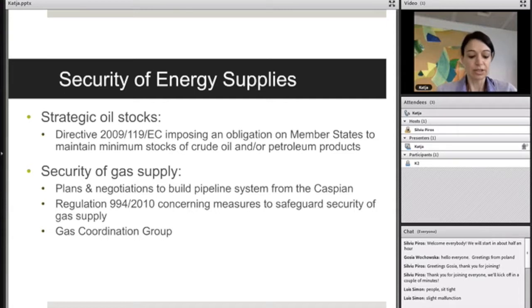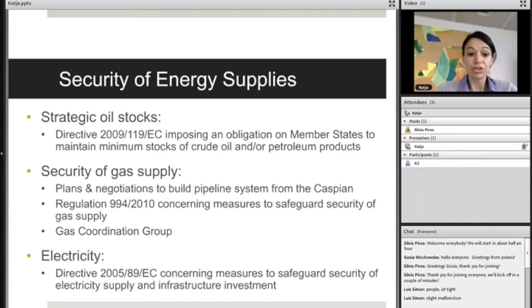And there's a gas coordination group which facilitates coordination of security of supply measures. And then the third big point is electricity, and that again links to some infrastructure investments, looking into how to build up sufficient transmission and storage infrastructure so that we become less reliant on imports from outside of the EU, that we develop maybe some more domestic renewable sources, and that we can transport them to the points where they're needed.